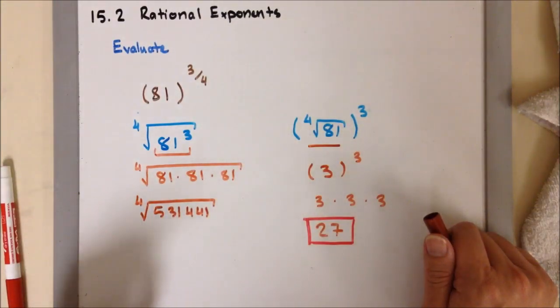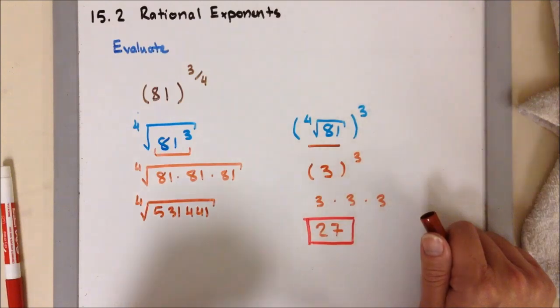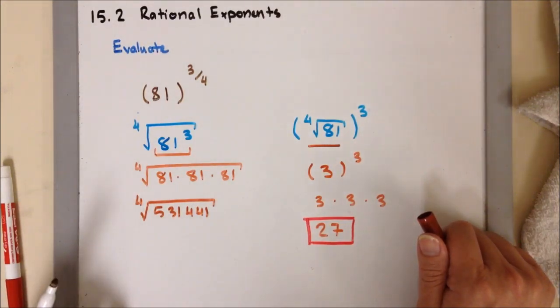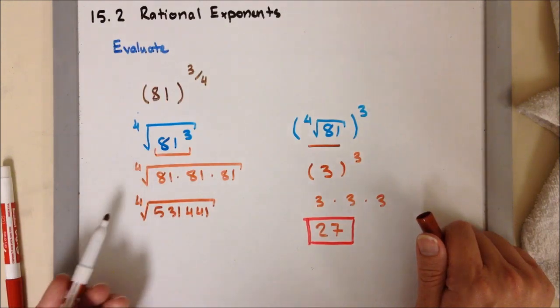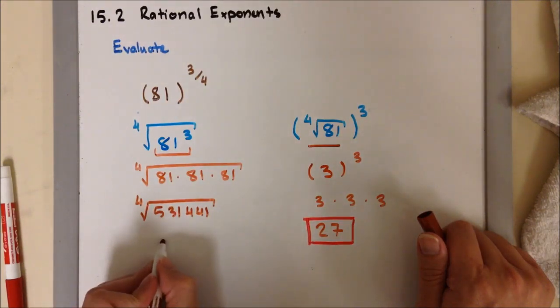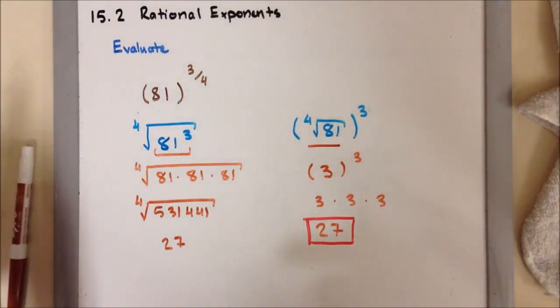Now, here is the problem. Now you have to figure out what number times itself 4 times will equal 531,441. So that's going to be an issue because now you have to check all the numbers and have to multiply itself 4 times. That's a lot of work. But if you have a calculator, then you can definitely do the fourth root of this number, which will be 27. That's going to be my final answer.